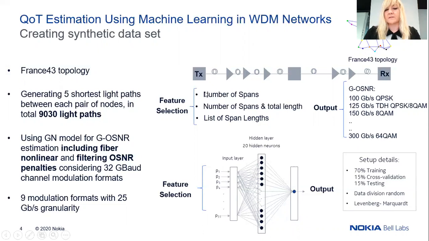We considered 3 different feature selections. The first one is the number of spans, the second one is the number of spans and total length, and the third one is the list of span lengths. We considered artificial neural networks with only one input layer, one hidden layer, and one output layer. In the hidden layer, we're considering 20 hidden neurons. For the setup details, we had 70% of data for training, 15% for validation, and 15% for testing.